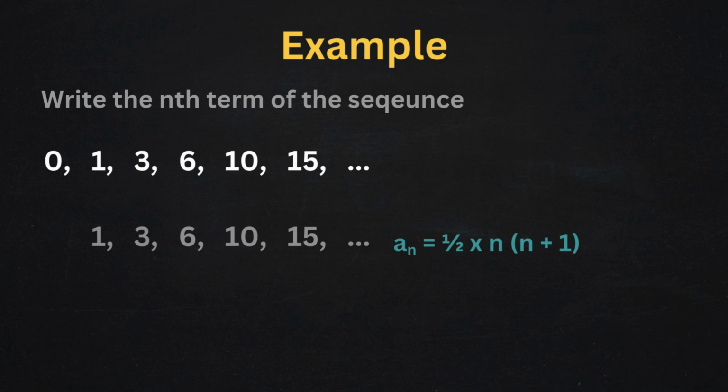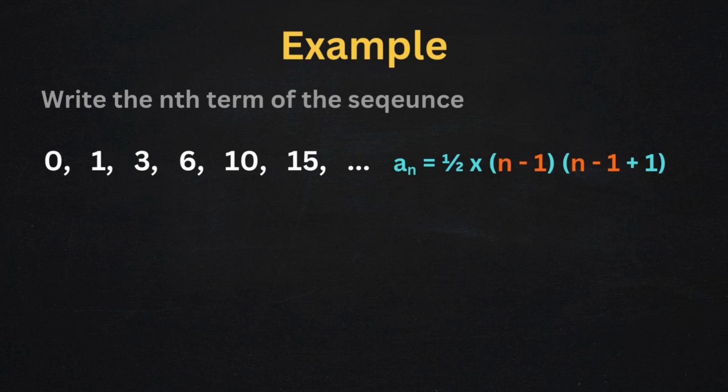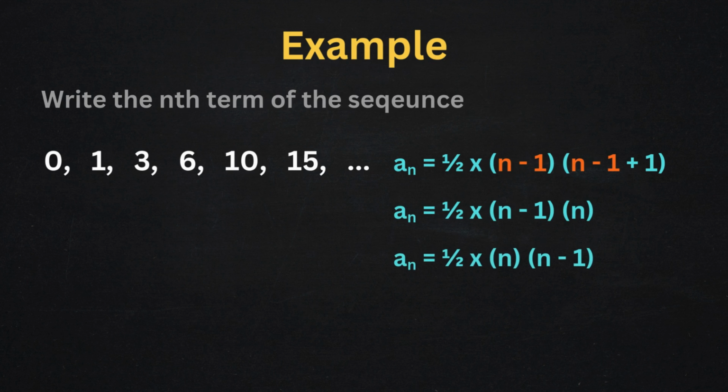Clear? So we'll take the nth term formula, which is 1 by 2 times n, whole multiplied by (n plus 1), and replace both n's with n minus 1. It becomes 1 by 2 whole times (n minus 1) whole multiplied by (n minus 1 plus 1). It can be simplified to 1 by 2 whole times (n minus 1) times n, or as some students prefer to rearrange it as shown.